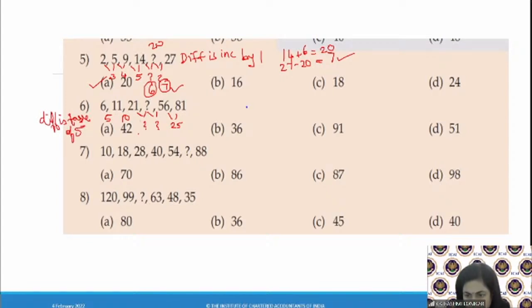What will this difference be? 15. And what will this difference be? 20. So 21 plus 15. How much is this? 36. Let us verify. 56 minus that number should give me 20. So 56 minus 36 is 20. Right? So what is the number? 36. Which is this option? B, 36. Seventh sum.